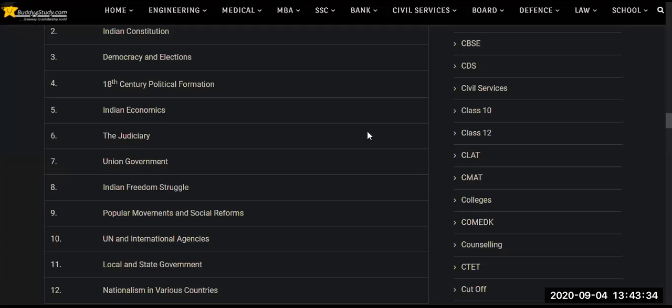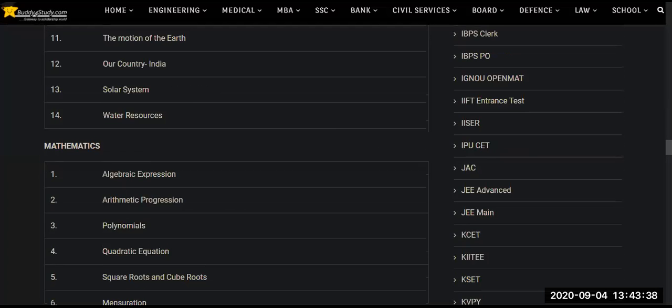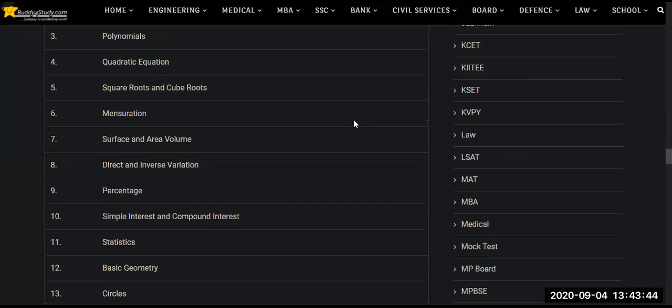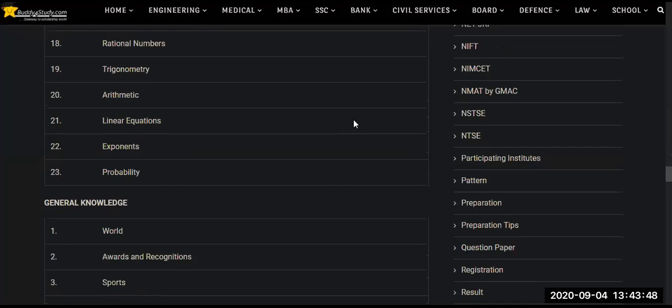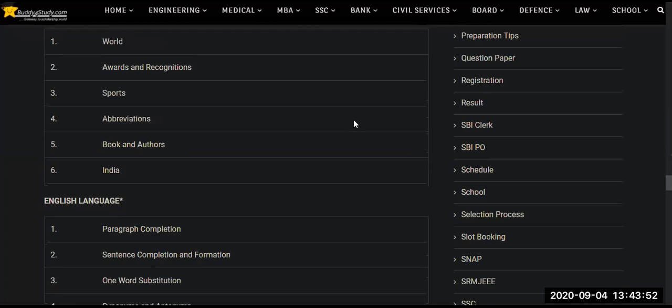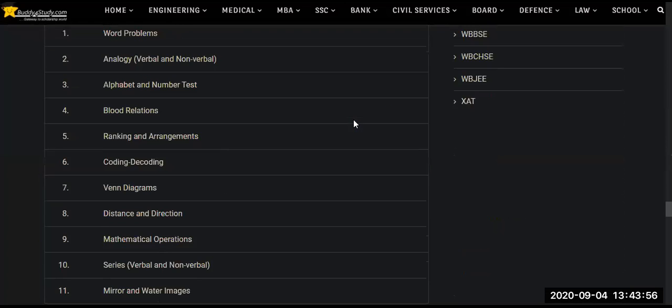Now geography again, you can just go through the syllabus. Maths we will complete the whole syllabus. We have already completed almost everything. Now this is your GK, GS, English language. It's not important, right? Very common things will be asked.